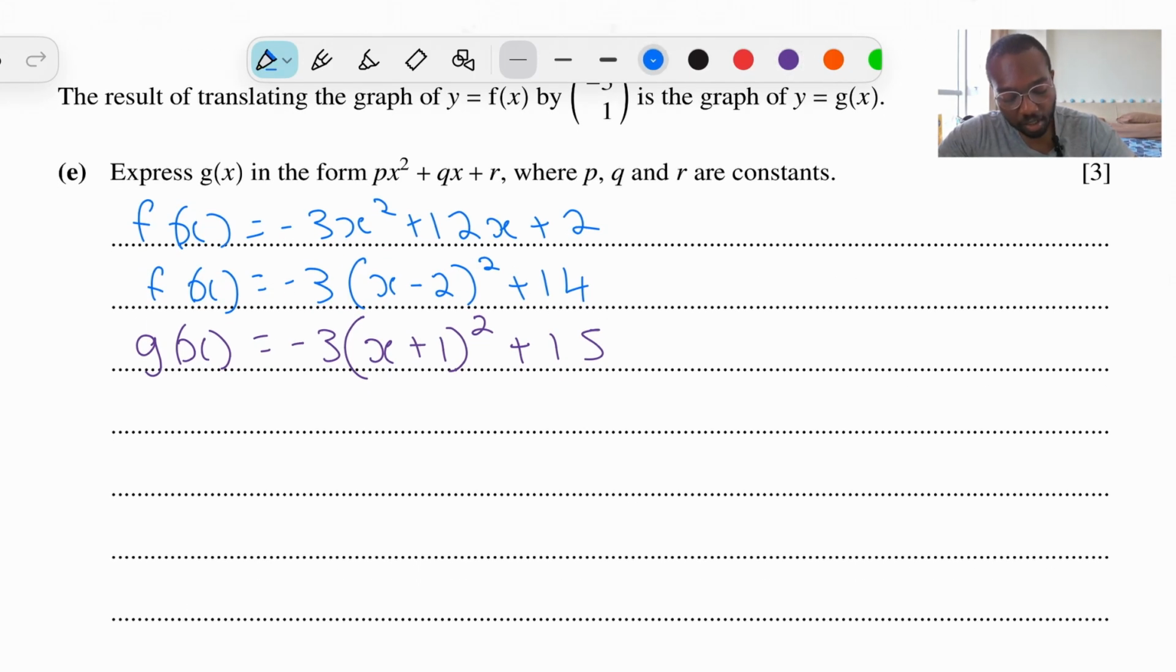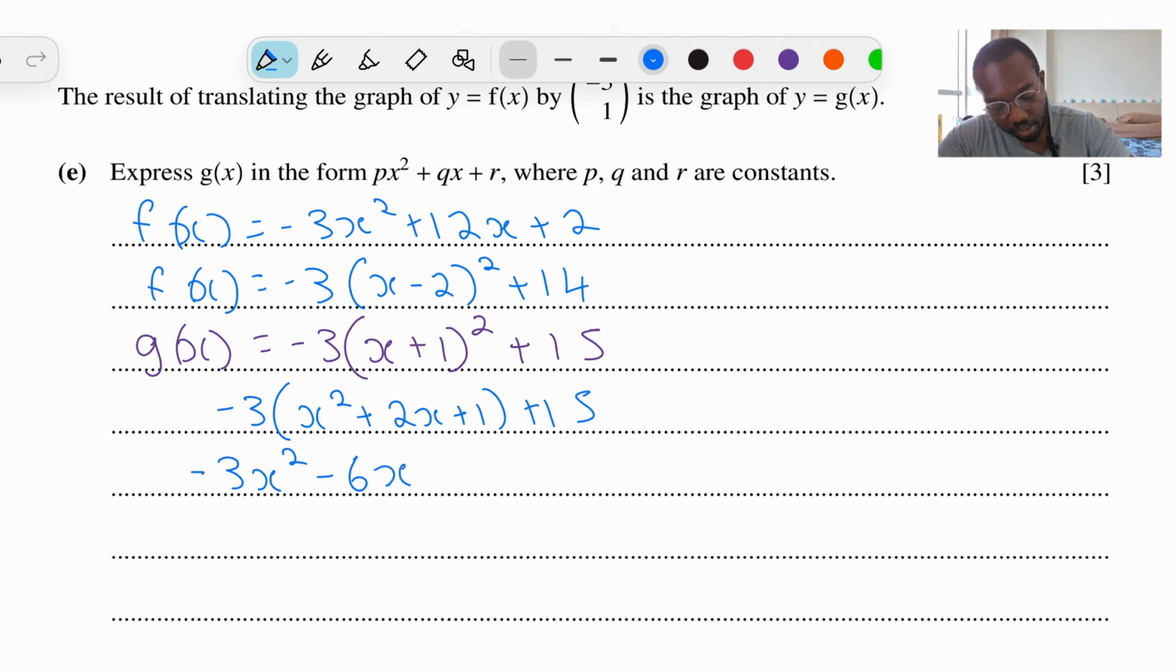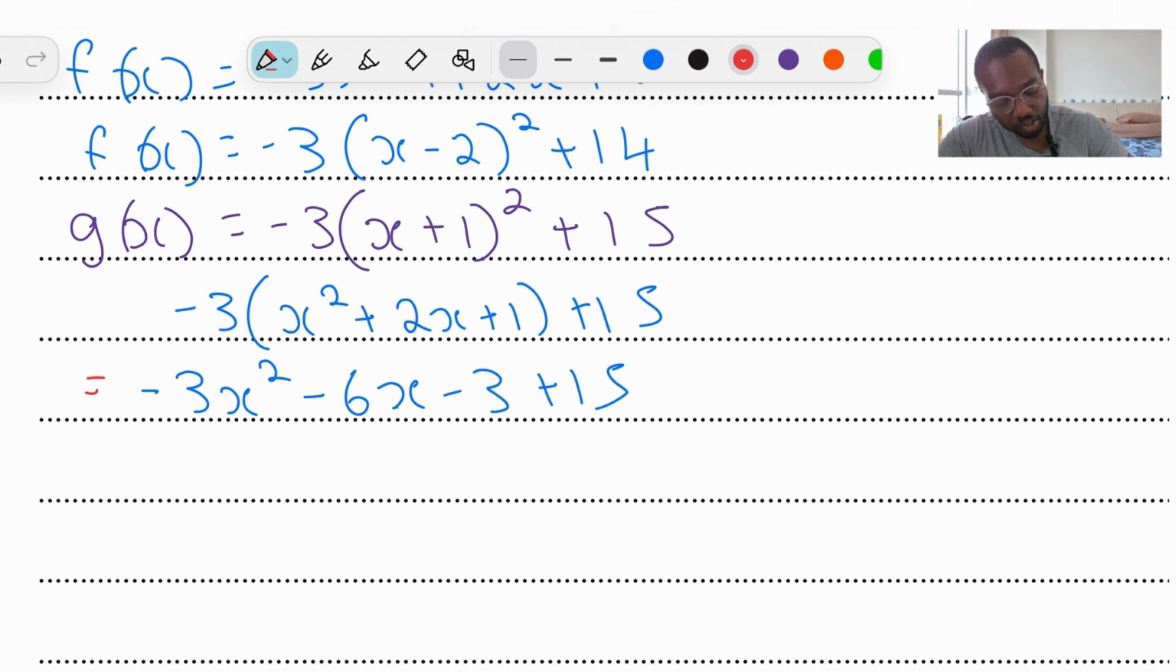So if we do that, we get minus 3 in brackets, x squared plus 2x plus 1, plus 15, which will give me minus 3x squared. That will give me minus 6x, minus 3 plus 15. Therefore, our answer would simply be: g of x is minus 3x squared minus 6x plus 12.